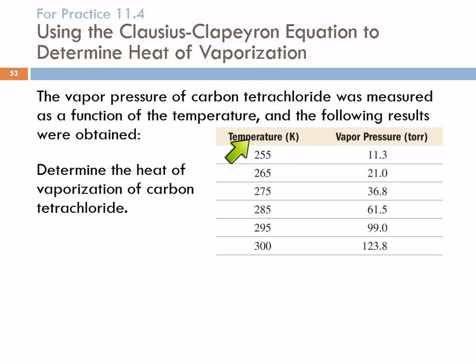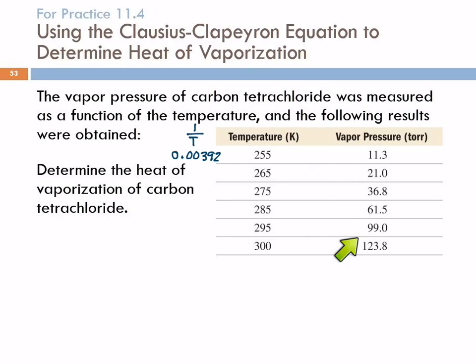You would want to convert temperature to 1 over temperature. And so you take 255 Kelvin, 1 over 255 is 0.00392. And you would do that for each of these. This is something that's best done in a program like Excel, where you can type this equation in once and copy it, and it'll do all the calculations for you.